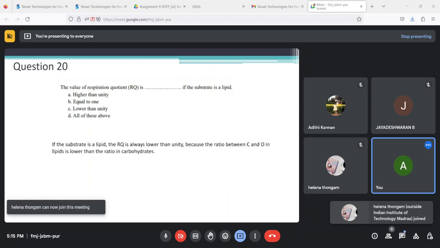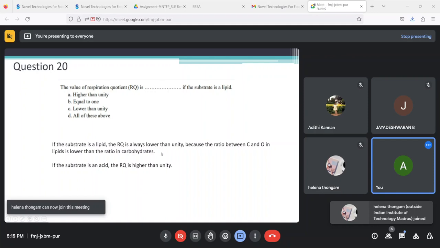So if a substrate is a lipid, the respiratory quotient, which is equal to the amount of carbon dioxide produced by the amount of oxygen consumed, that is the formula for RQ or respiration quotient. So for a lipid, RQ is always lower than unity because the ratio of carbon and oxygen in lipid is lower than the ratio in carbohydrates. So since your oxygen is always higher than your carbon, your RQ will always be less than 1 for a lipid. Whereas in case of carbohydrates, the amounts of carbon dioxide and oxygen are the same. So RQ is equal to 1 in case of carbohydrates.